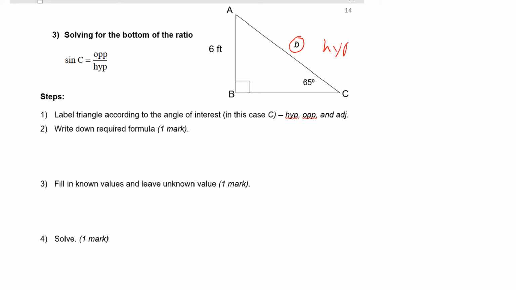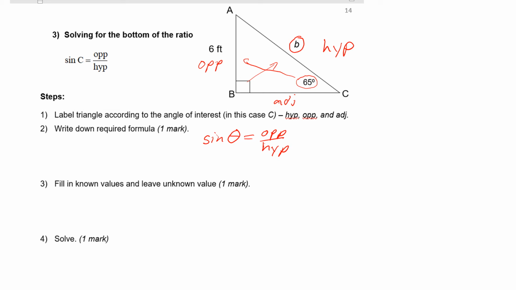So here is the hypotenuse. It's the opposite to the 90 degrees. Here's my angle of interest. So that means this one way over here is the opposite, and this one is the adjacent. So I write my formula out. Sine theta equals opposite over the hypotenuse.